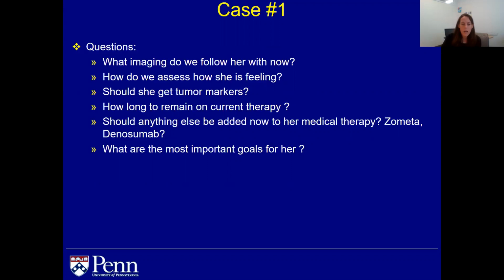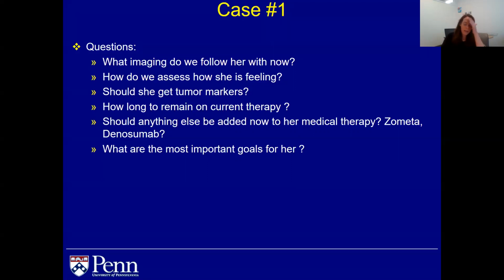In terms of how long she remains on her current therapy, we are going to recommend that she remains on that therapy with the aromatase inhibitor and the palbociclib for as long as it works, as long as it's tolerable to her.